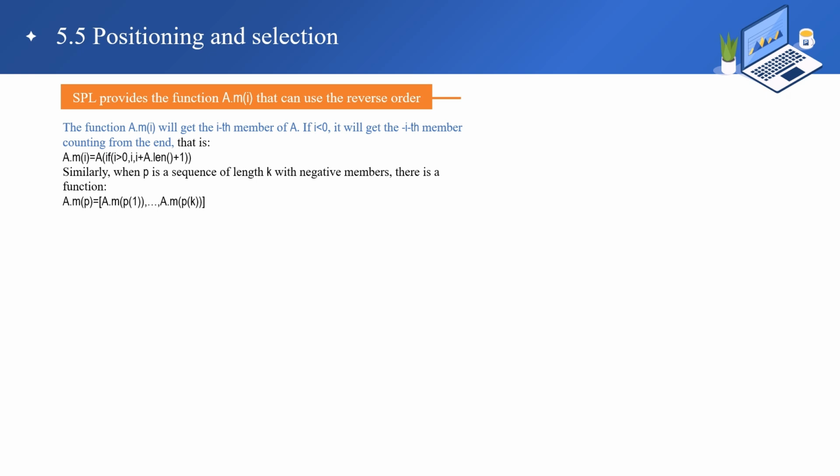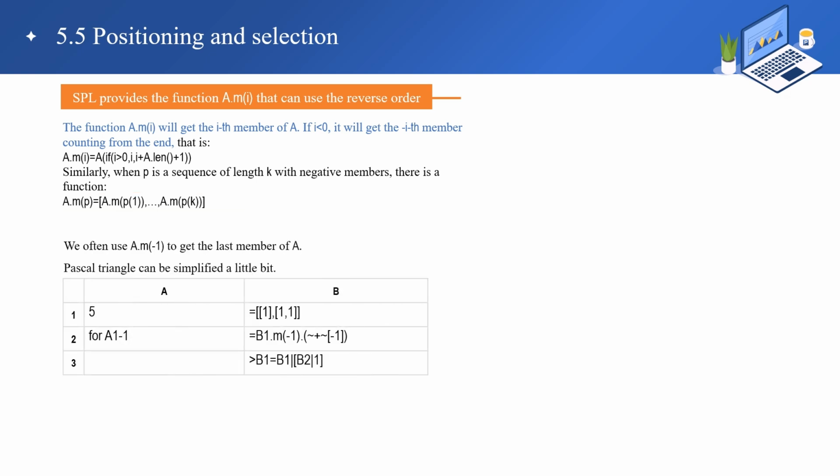The function A.m i will get the i-th member of A. If i is less than 0, it will get the negative i-th member counting from the end, that is, A.m i equals A. If i is larger than 0, return i, otherwise, return i plus A.len plus 1. Similarly, when P is a sequence of length k with negative members, there is a function, A.m p equals sequence A.m p1 until A.m pk. We often use A.m -1 to get the last member of A. Pascal triangle can be simplified a little bit.